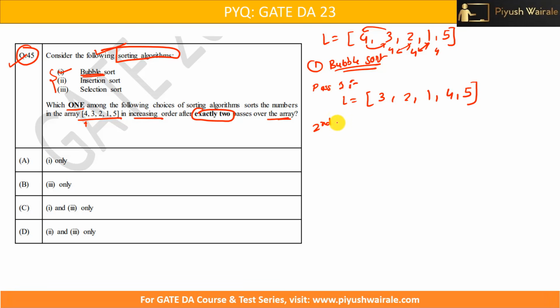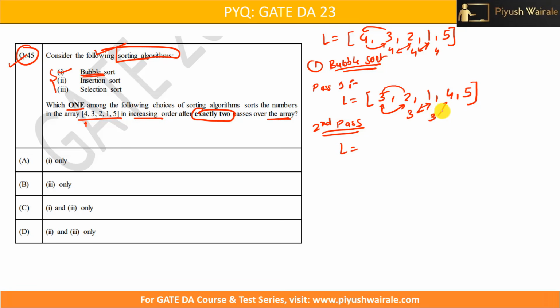In the case of the second pass, what will I get? As you can see, 4 and 5 are already sorted. Now I need to compare 3 with the remaining elements in the second pass. So I will compare 3 with 2. 3 is greater than 2, yes, it is true, so I will swap these elements like this. Now 3 is here. Is 3 greater than 1? Yes, that is true, so I will swap these elements here.